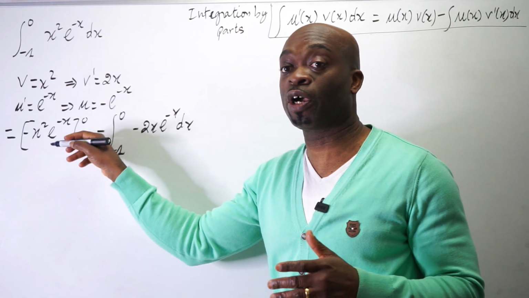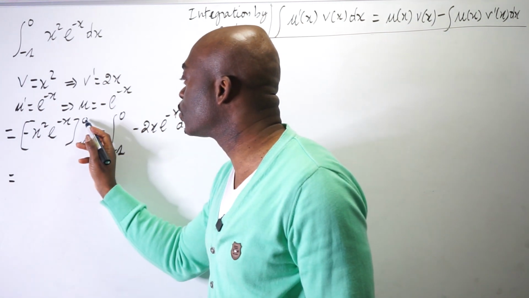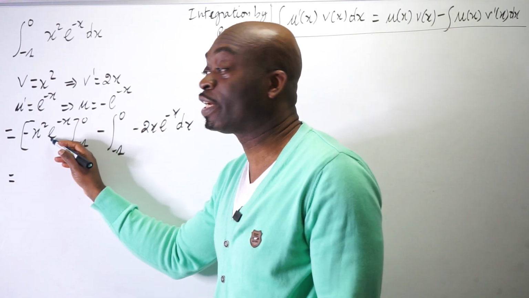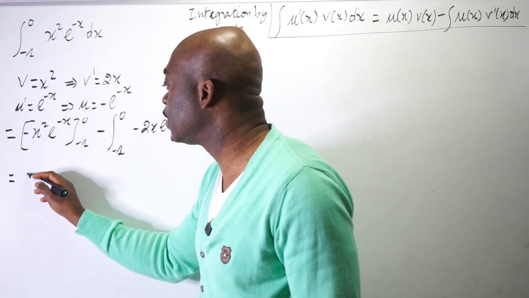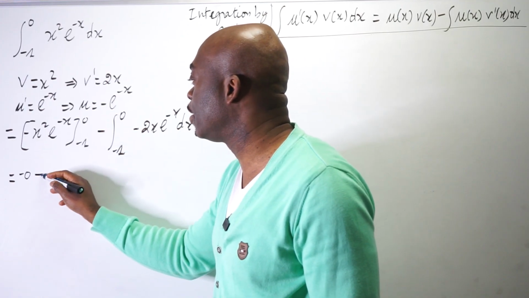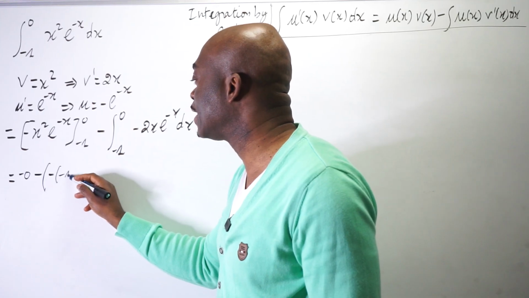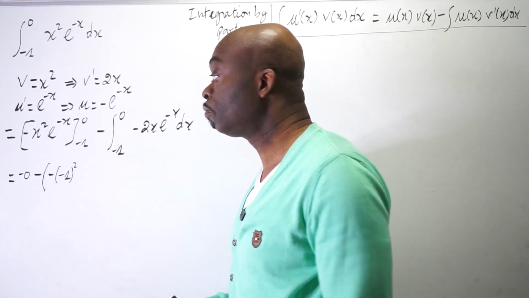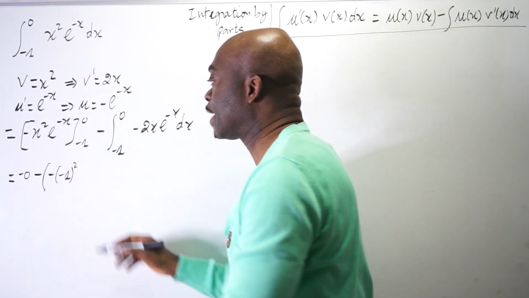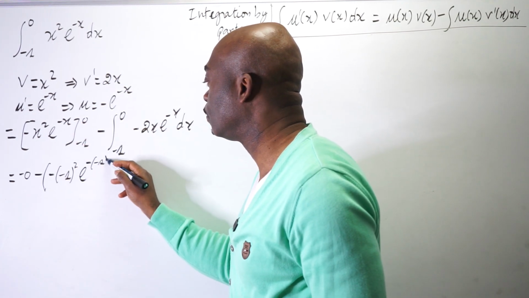Now we can work on this first part. When we plug in 0 to the second power, 0 times anything is 0, so this is 0, or minus 0 if you want, it doesn't matter. And then minus, we plug in -1: it's -1 to the second power, that is this minus here already, and then e to the minus -1 also.